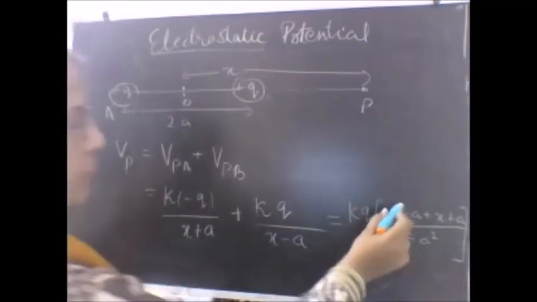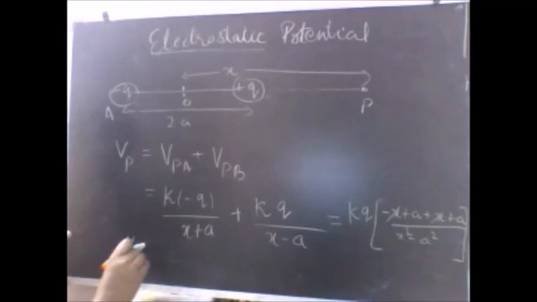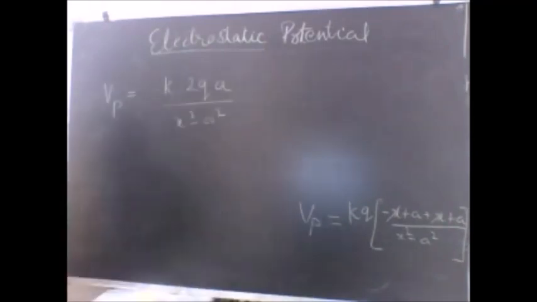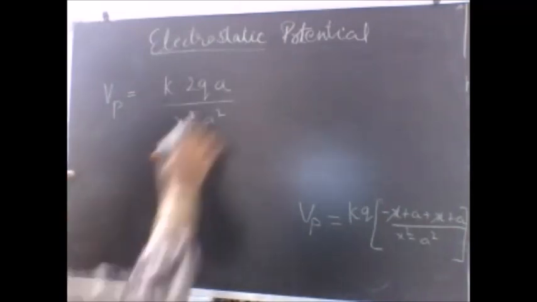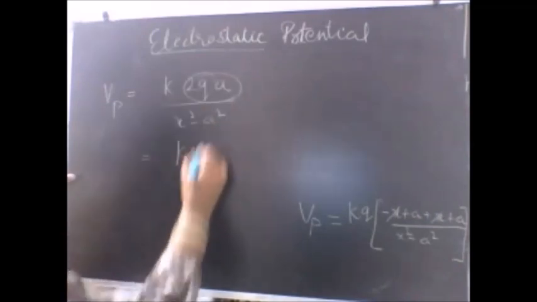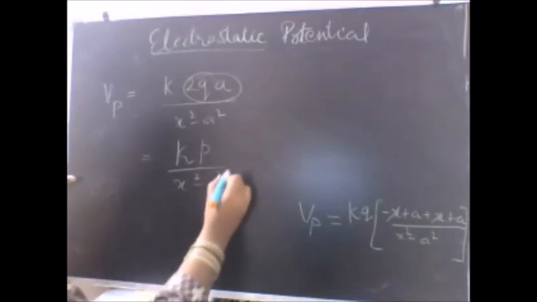x cancels out here, and what we are left with is electrostatic potential at the point P is 2. So this is the final expression for the electrostatic potential on the axial line. This term here, since it's the dipole moment, so the formula comes out to be Kp divided by x square minus a square, V at P.